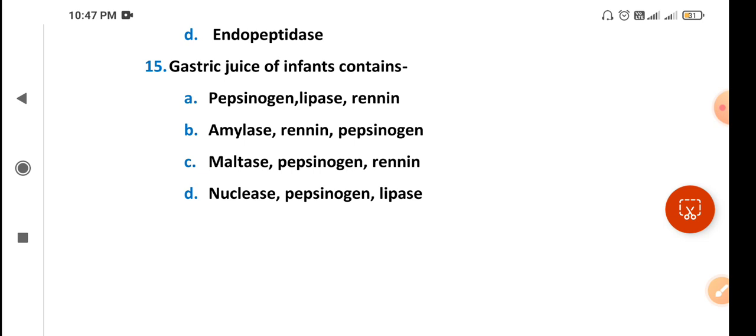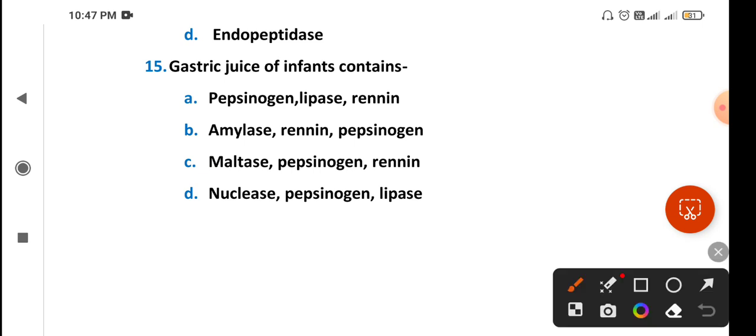Let's check the second option, amylase, renin and pepsinogen. No, amylase is not present. And C option is maltase, pepsinogen and renin. No, maltase is not present. D option, nuclease, pepsinogen and lipase. No, nuclease is not present. So again, we can solve the question by elimination also if we do not remember the things exactly, but here we remember it correctly, and the answer will be A.